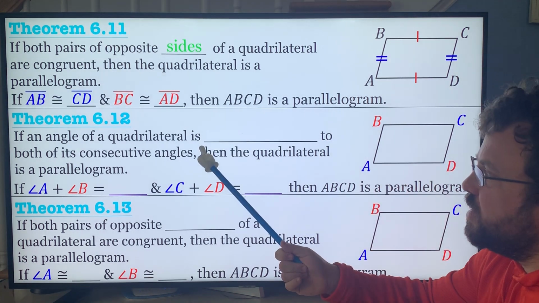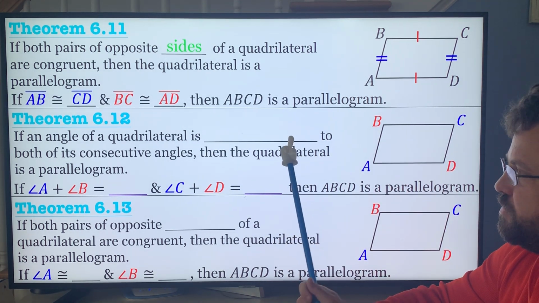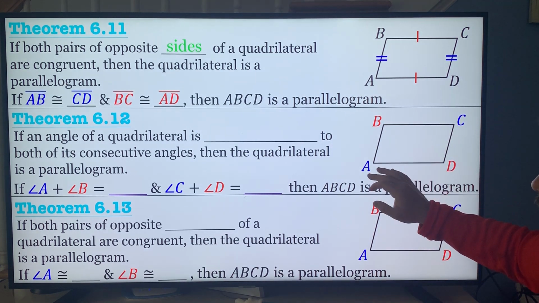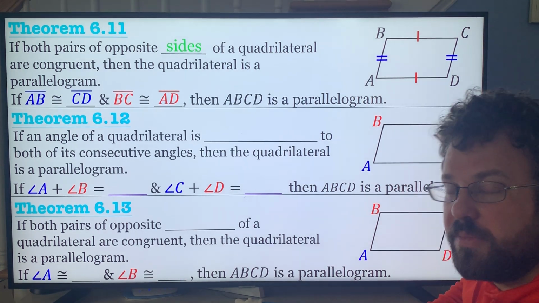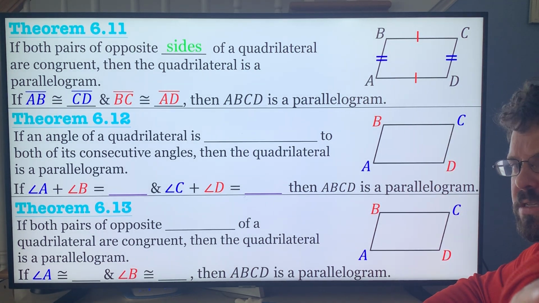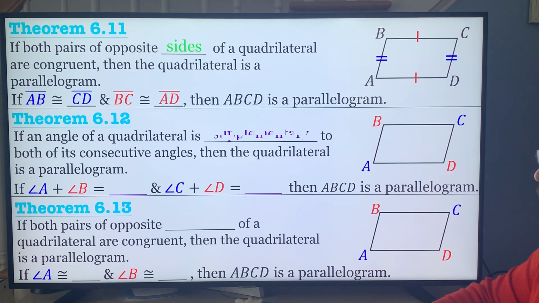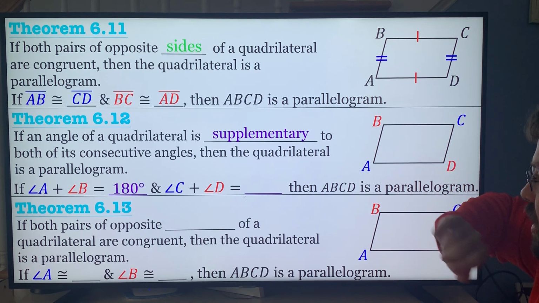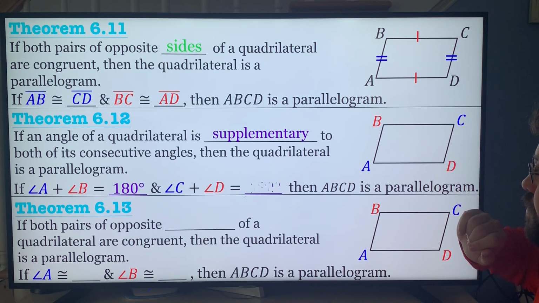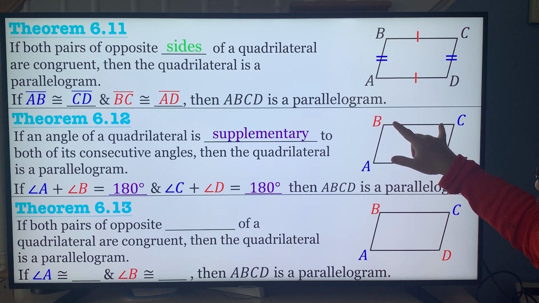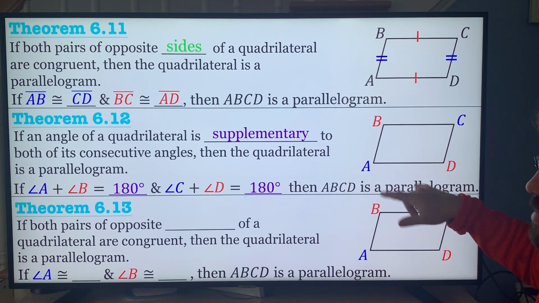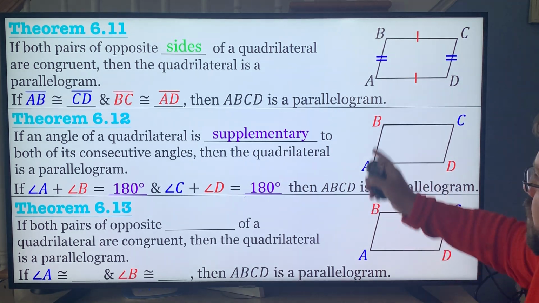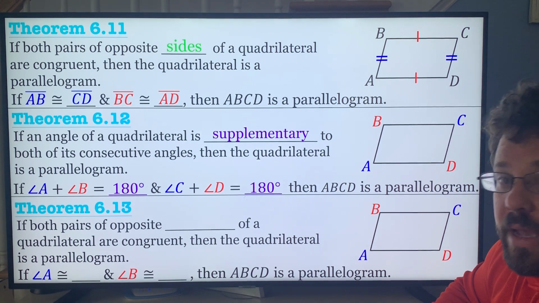If an angle of a quadrilateral is blank to both of its consecutive angles, so if B is blank to C and B is blank to A, then the quadrilateral is a parallelogram. Do you remember this from yesterday? S-U-P, supplementary, very good. That means A plus B has to equal 180, and C plus D also has to equal 180. B plus C equals 180. A plus D equals 180, all right? Pretty much any red and blue added together is 180.